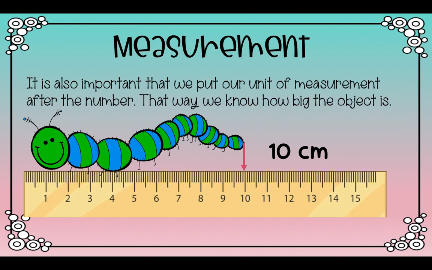It's also important that we put our unit of measurement after the number, like this one, where it says centimeters. That way we know how big the object is. If you just told me that this caterpillar is 10, I'd probably say 10 what? 10 pineapples, 10 rhinoceroses, 10 meters, 10 miles. I need to know centimeters so that I understand exactly how big that caterpillar is. Make sure when you're going through your work that you include the centimeter at the end so that I know how big it was.